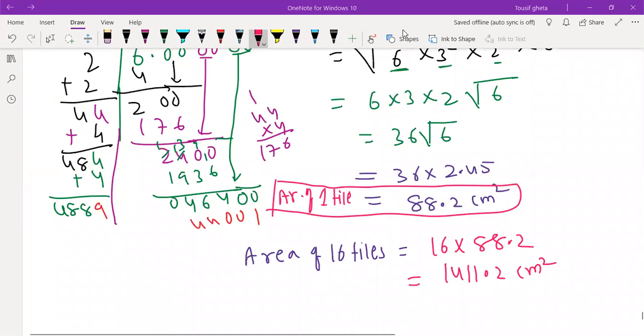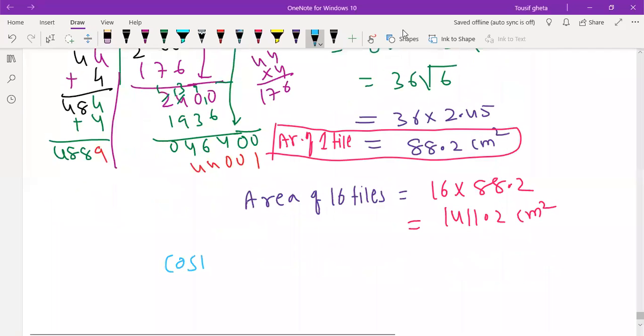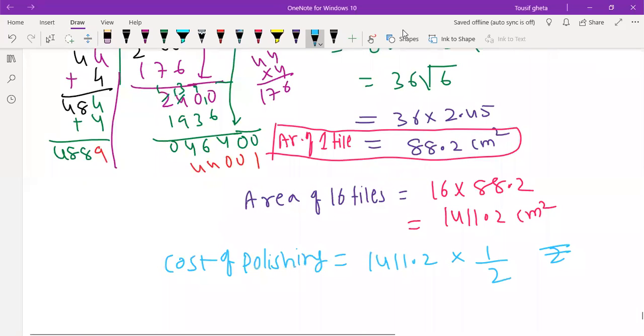Now, cost of polishing. What is the cost they gave? 50 paisa per centimeter square. They said only 50 paisa. So what we will do? 1411.2 into 50 paisa, nothing but half rupee. 50 paisa in rupees means 50 by 100. 5 on the 5 twos are, so you will get 1 by 2 rupees. That is why I wrote 1 by 2.